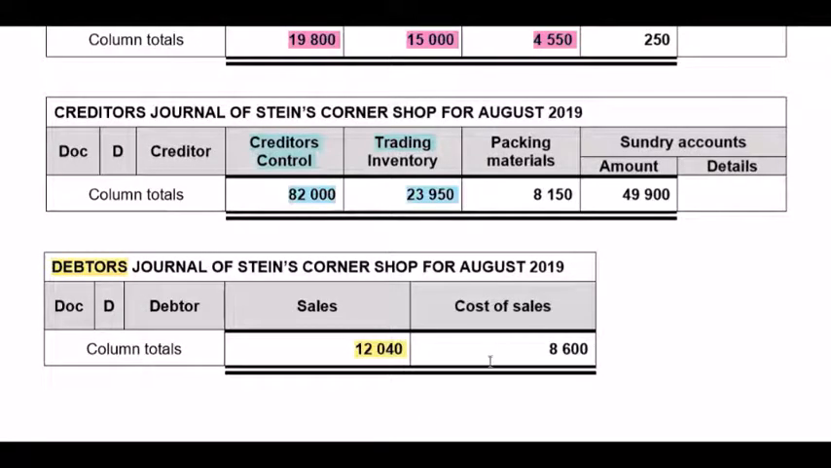And then the last column that you need to post is this cost of sales column, and the cost of sales rule stays the same as it was for the CRJ. Cost of sales always goes with trading inventory. This value goes to the debit side of the cost of sales account and the credit side of the trading inventory account. The only difference is now you can't write CRJ, you must write DJ because we're busy with the debtors journal.